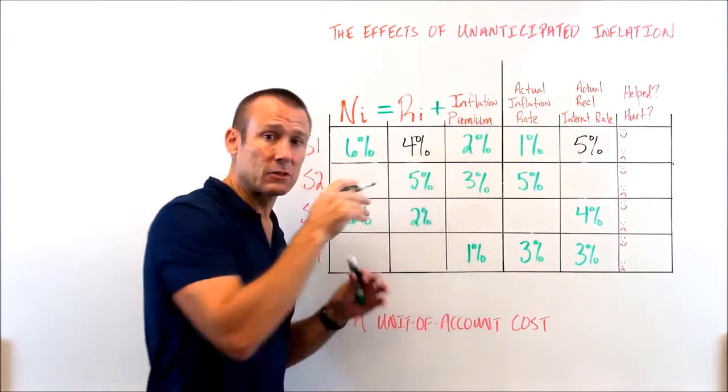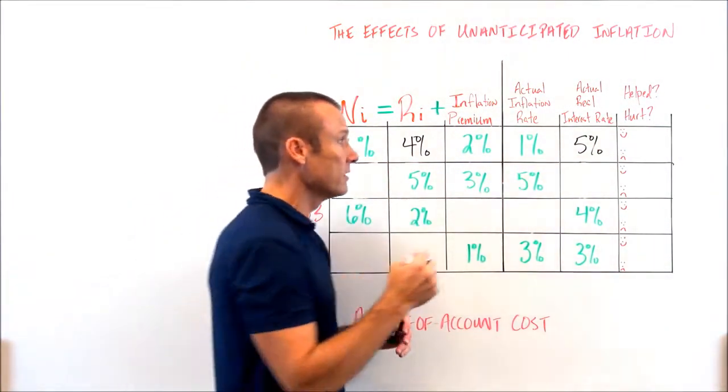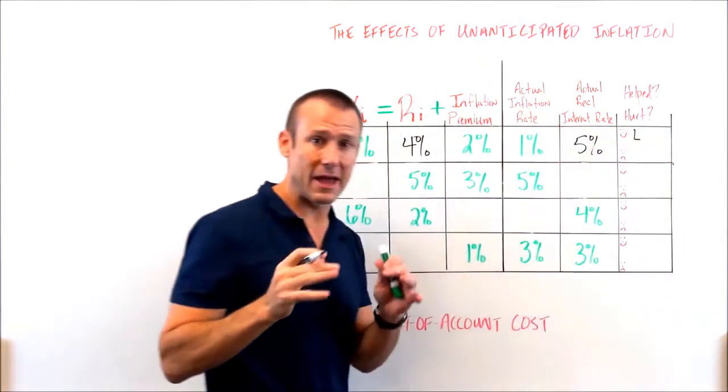They were expecting to be able to buy 4% more goods and services. They're going to be able to buy 5% more goods and services. The lender is, of course, helped. They're definitely happy about this.